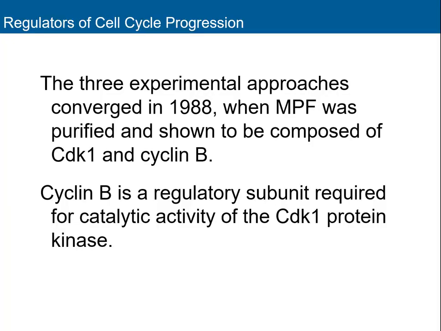So that MPF, which we didn't know what it was in 1971, we just knew it could induce progression from G2 to M. Now, in 1988, we had the technology to study MPF and determine what it's made up of. We know it's made up of CDK1 and cyclin B. CDK1 and cyclins had been discovered, and now we know MPF is made up of those. Cyclin B is a regulatory subunit required for the catalytic activity of CDK1.